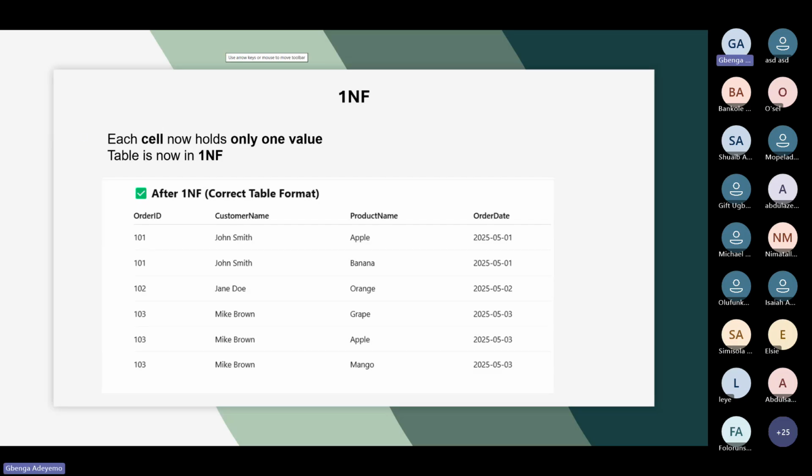Okay. Now let's go ahead to second NF. I'll give this one to us as a class work. I want us to open our Excel. Everybody open your Excel, a fresh Excel sheet. Opened.